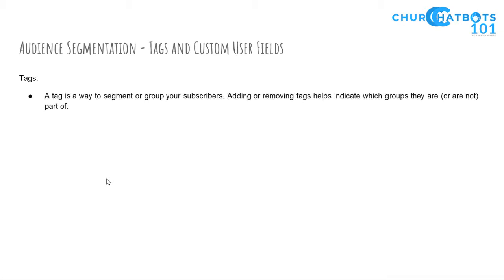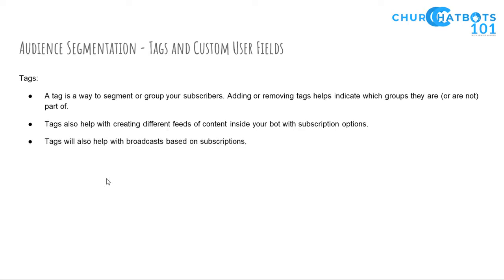What is a tag? A tag is a way to segment or group your subscribers. Adding or removing tags helps indicate which groups they are a part of, or not a part of. Tags also help with creating different feeds of content inside your bot with subscription options. Tags will also help with broadcasts based on subscriptions, and tags are a great way to create highly relevant content for your audience. Now let's look at custom user fields.